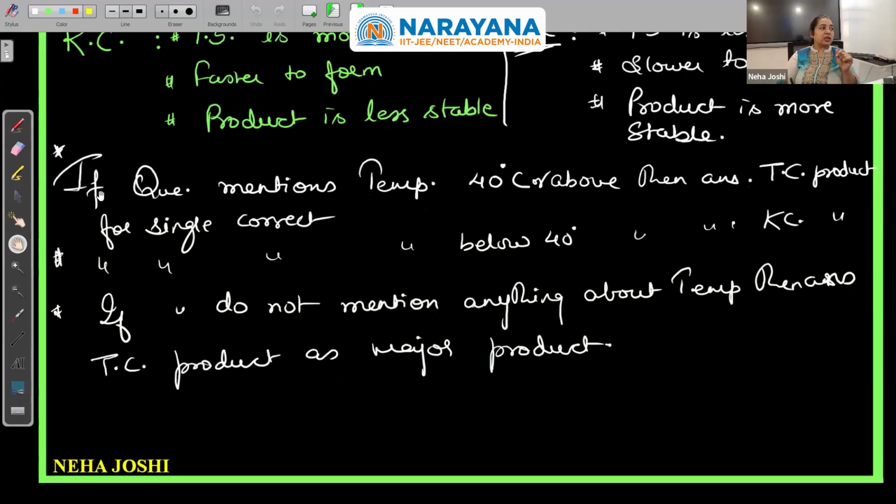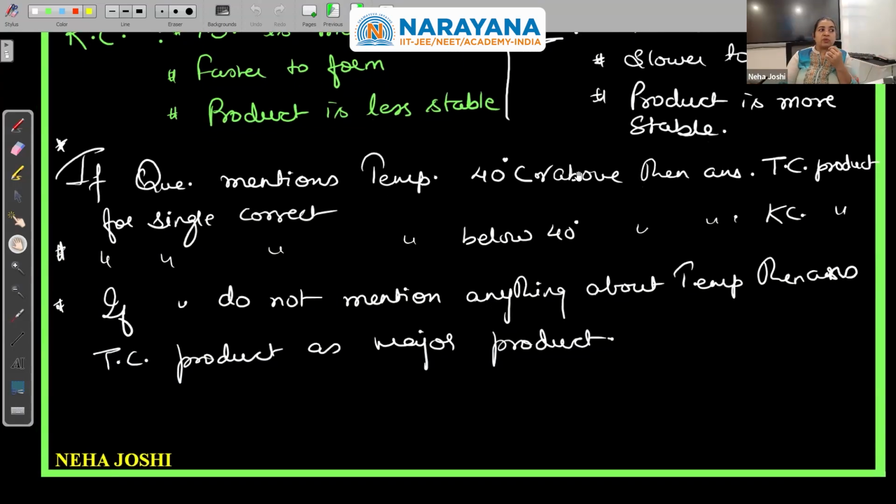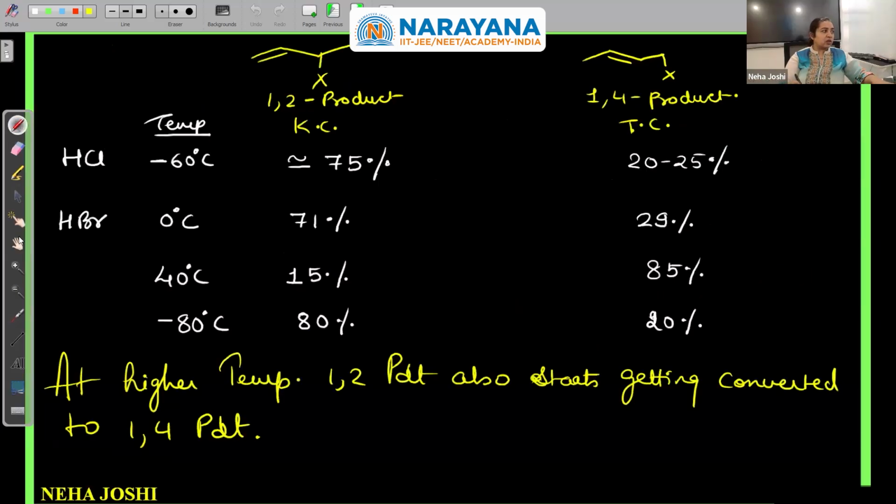Now, as far as exams are concerned, if the question mentions the temperature is 40 degrees centigrade or above, then the answer is TC for single correct. For multi-correct, you answer both KC and TC. If the question mentions the temperature is below 40 degrees, then you answer KC product, kinetic control. If the question does not mention anything about temperature, then also you answer the TC product as the major product. Clear? If there is no mention of temperature.